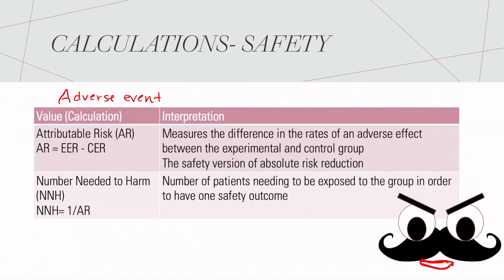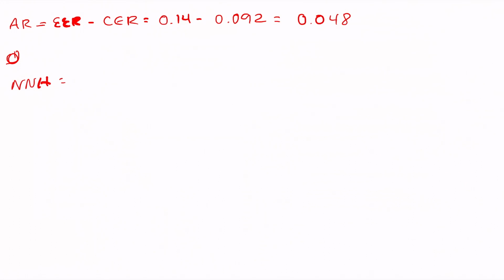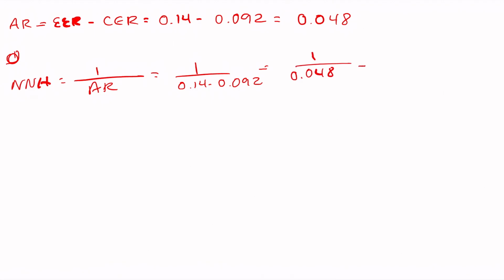And then we're going to do the number needed to harm, which again is the evil mustachioed version of number needed to treat. And this is the number of patients that need to be exposed before they can have one adverse effect. So your number needed to harm equals 1 divided by your attributable risk. 1 divided by 0.14 minus 0.092, which we just calculated up here, 0.048, which equals 20.83. And I think this repeats.